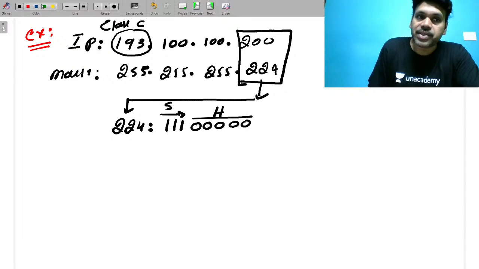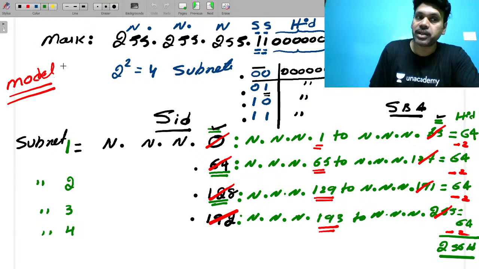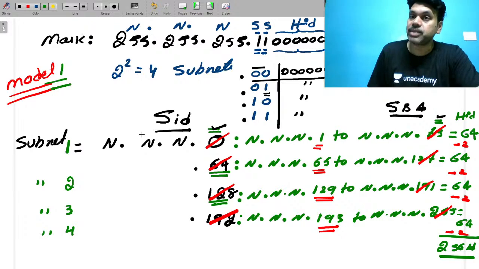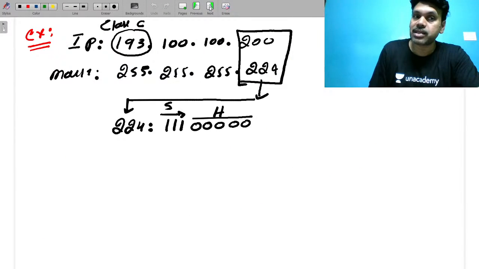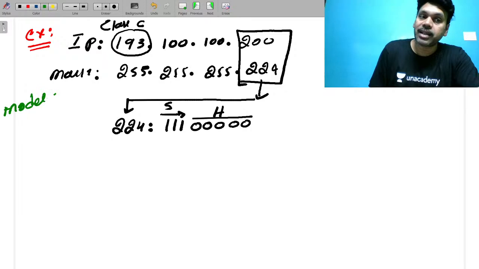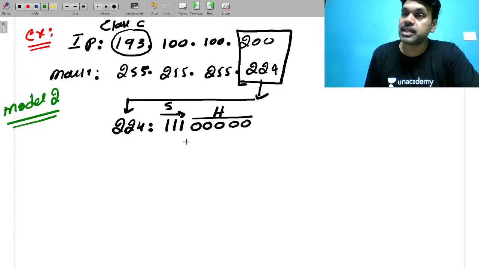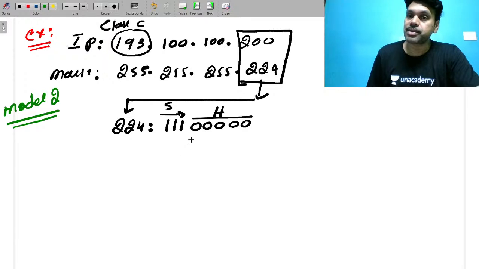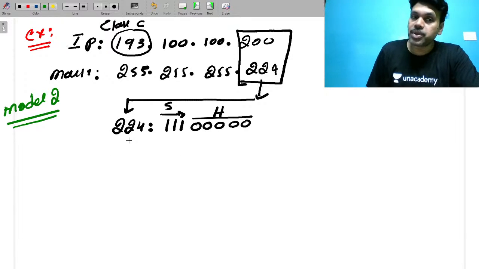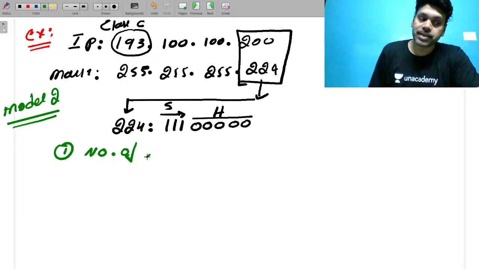So now let us see one important thing. Model 2. Already, Model 1 I explained: how to derive subnet IDs and subnet broadcast addresses. Now I am showing you Model 2, an easier way to derive subnet IDs and subnet broadcast addresses, right? So now you tell me, the first question is the number of subnets.